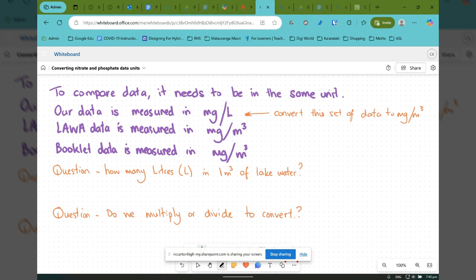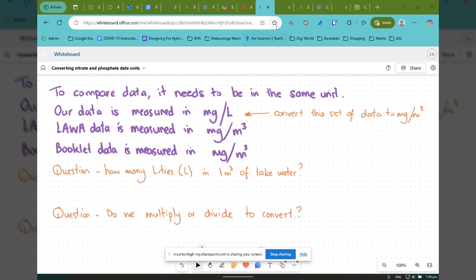The LAWA data on the LAWA website is measured in milligrams per metre cubed. The booklet data is also measured in milligrams per metre cubed. So we're going to convert our data because that means we're going to have to convert one set and not two. So the first thing we have to ask ourselves is how many litres are in one cubic metre, 1 metre cubed of lake water.